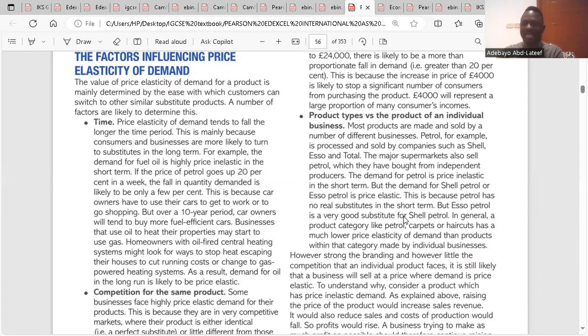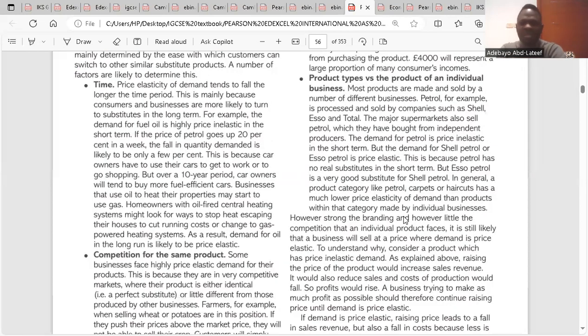Because Shell will not sell directly to consumers, it sells to some countries. Those that Shell sells to are the same customers Mobil will sell to, the same customers Total will sell to. As a result, if Shell increases its price, those consumers in the short run might buy from others. Do you understand? So that is the point they are making there. However strong the branding and however little the competition that an individual product faces, it is still likely that a business will sell at a price where demand is price elastic.